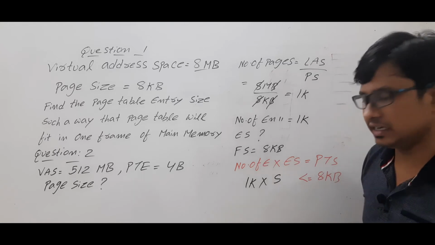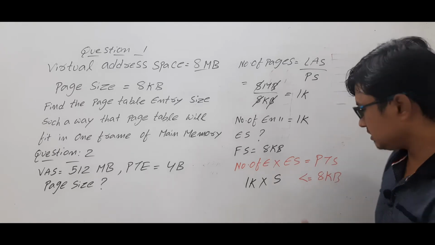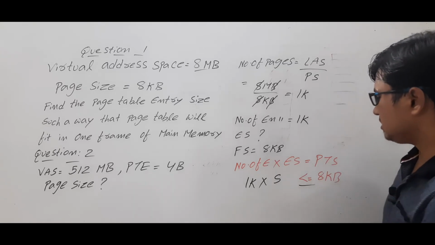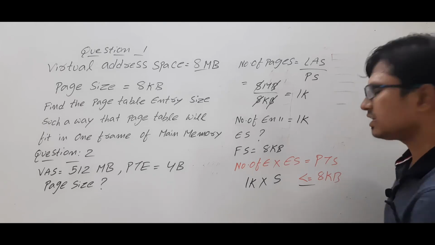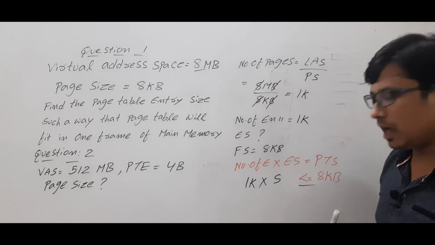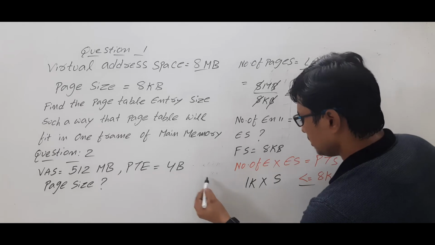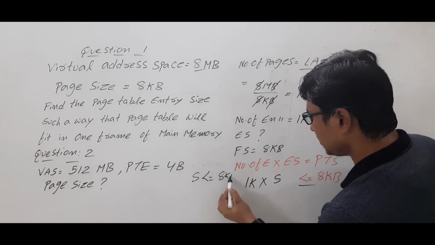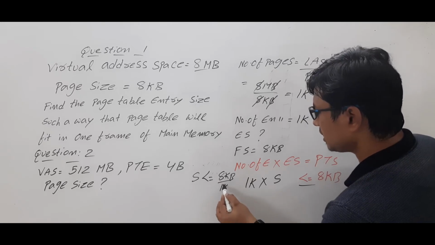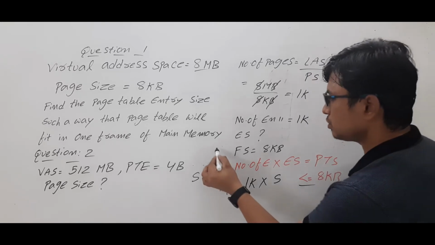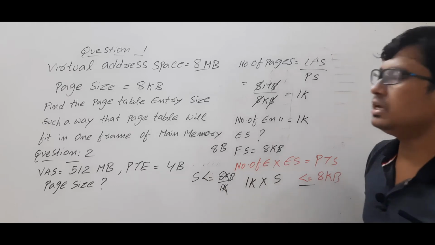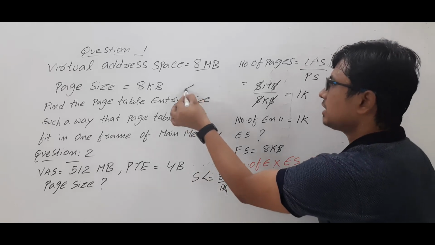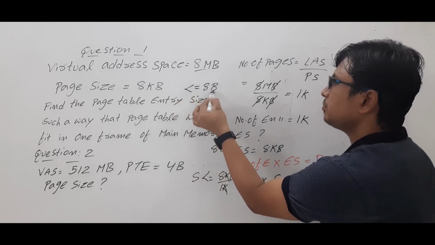Let me keep it as S. S is not at least, it is less than or equal to 8 KB, means at most you can have. So then S will be less than or equal to 8 KB by 1K. So K and K will be cancelled. So you will have 8 bytes. So page table entry size at max it will be 8 bytes.